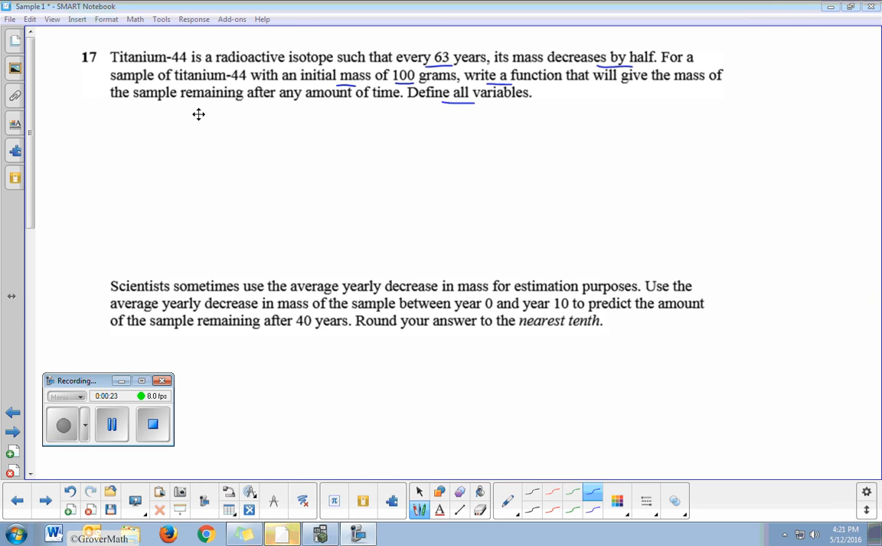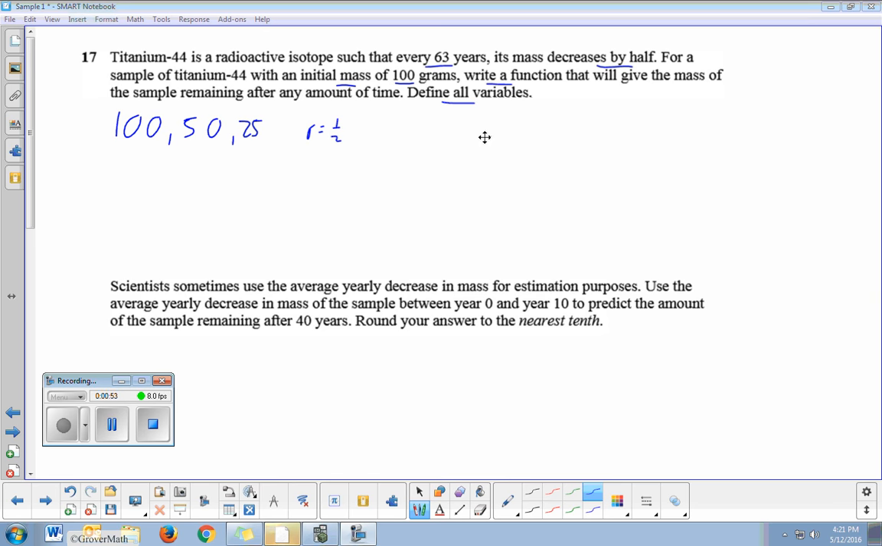Well, what type of function is this? If it starts with 100 grams and then after 63 years, it's going to be half that, so 50, and after another 63 years, it's going to be 25, and so on. This is an exponential function, or a geometric series here. It's going down a half each time. So the rate here is a half. But this is an exponential function called exponential decay because it's decreasing by half.